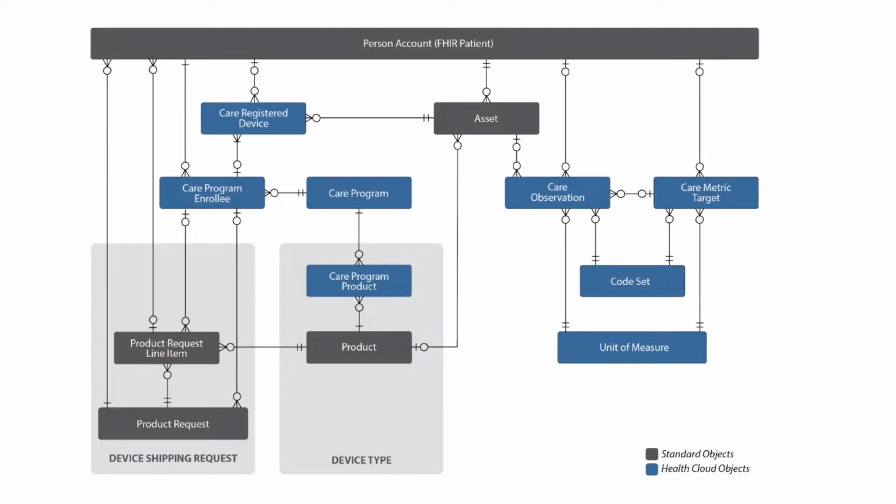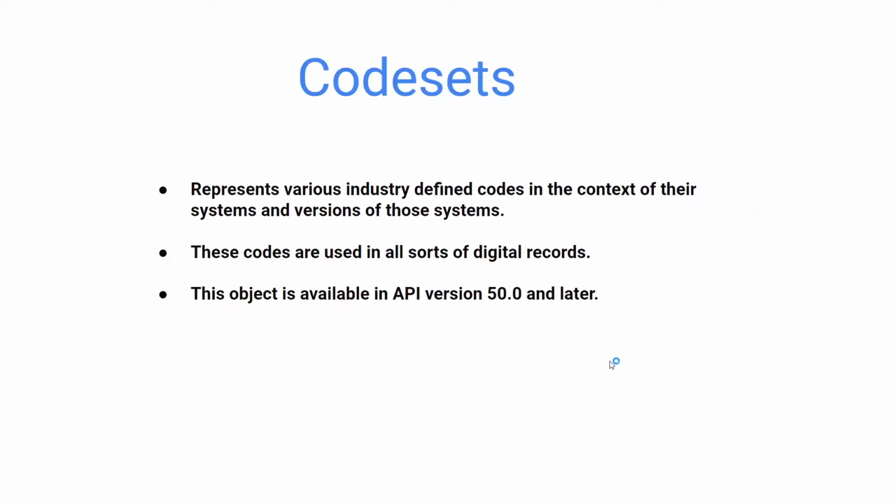So it's the data model. Let me give you a brief overview. There is a care observation. It's the main object on which the graphical representation depends. The care observation is where the numeric value or data is stored. Unit of measurement is also a Health Cloud object.